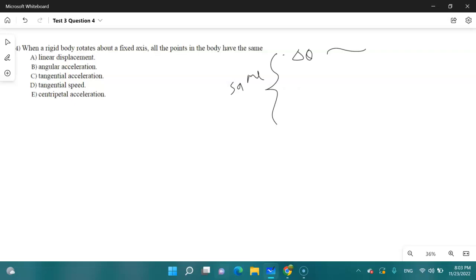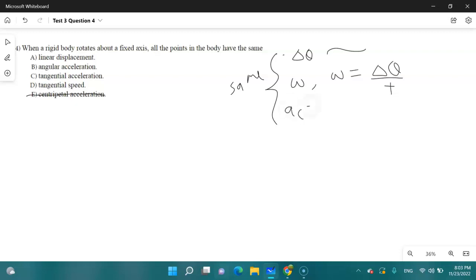So let me just put here things that are the same. We also know that the angular acceleration is the same at all points because the angular acceleration depends on the change in theta and the time. So this remains the same throughout. And another thing that we do know is not the same is the centripetal acceleration. So we can take that out immediately.